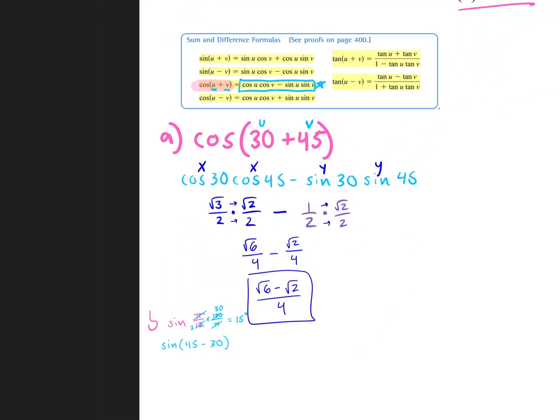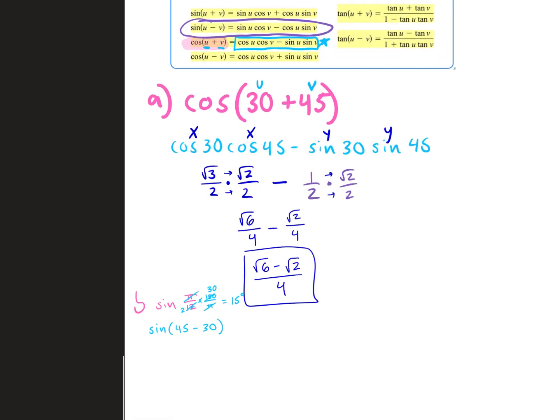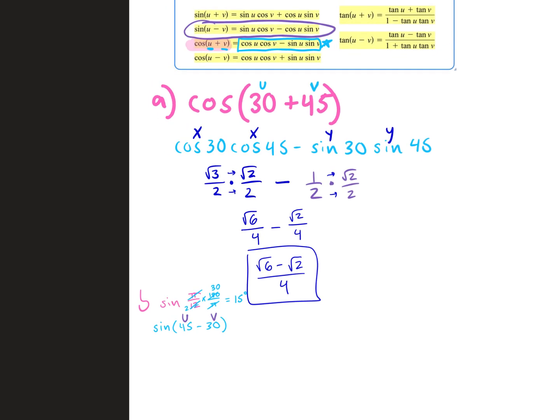So I'm going to use my sine difference formula, so this one. 45 is my u, and 30 is the v. I'm going to plug those in when I'm using this formula. So I have sine of u, so sine of 45 times cosine of 30, minus cosine of u, which is 45, times sine of 30.